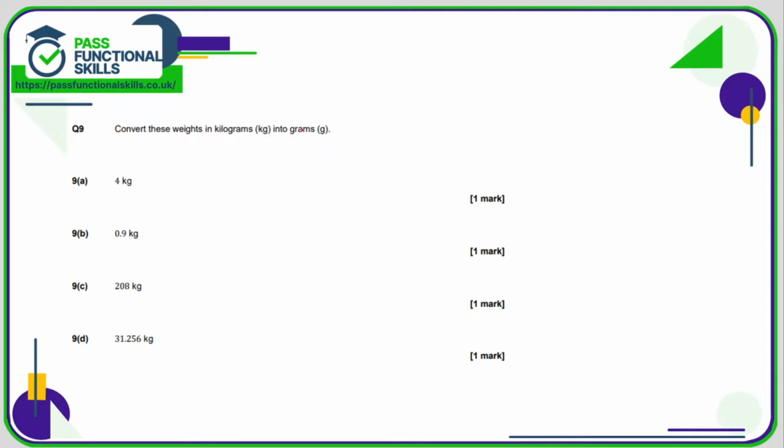Question 9, we're converting kilos into grams. So 1,000 grams is 1 kilo. So to go from grams to kilos, we're dividing by 1,000. And to go from kilos to grams, we are multiplying by 1,000. So here we want to go from kilos to grams, which is easier because obviously we prefer multiplying to dividing. So 4 multiplied by 1,000, that's 4,000.